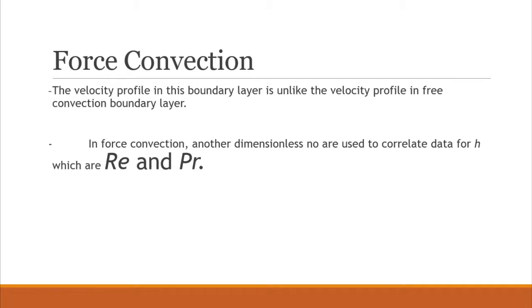The velocity profile in this boundary layer is unlike the velocity profile in the free convection boundary layer. In forced convection, other dimensionless numbers are used to correlate data for h, which are Re and Pr. Re means Reynolds number. Pr is Prandtl number. And the other ones are the Nusselt number, Nu, and Mach number. That's all for me. Thank you.